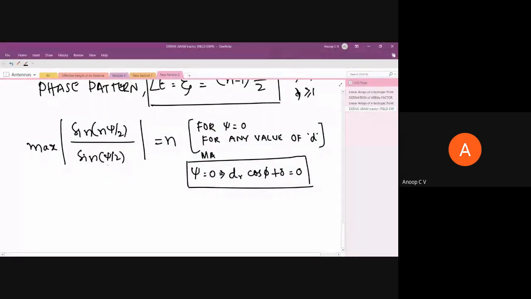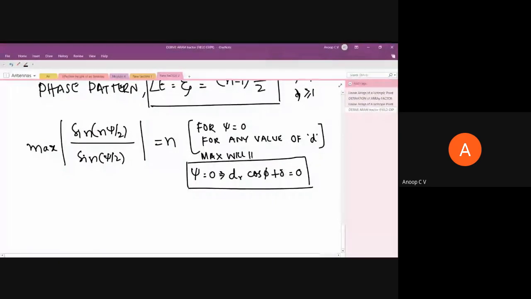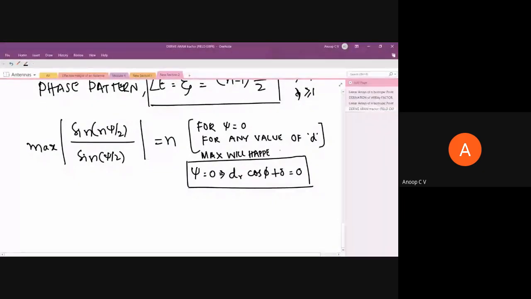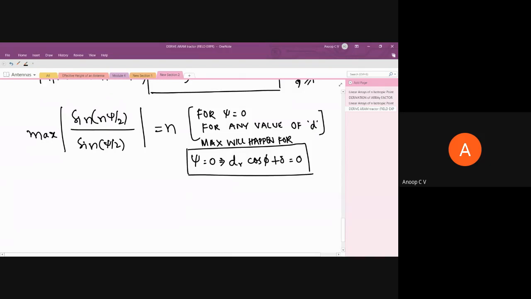This sine n psi by 2 by sine psi by 2, maximum will happen for psi equal to 0. Please do register that now itself. But if you substitute psi equal to 0 in this, what is the value? Sine 0 by sine 0, it is not defined. So you should find out the limit.